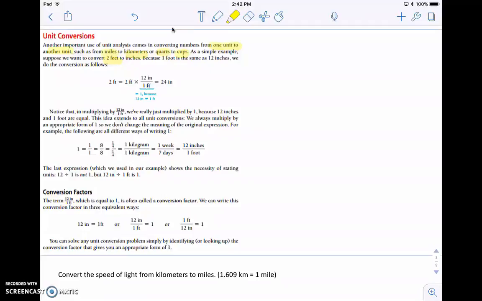convert 2 feet into inches. Okay, well hopefully in your mind you say, well 2 feet, there's 12 inches per foot, so 2 times 12 is 24, so it's 24 inches. And let's see how this actually works out mathematically when we look into the nuts and bolts of things.